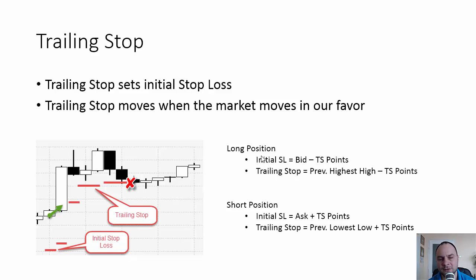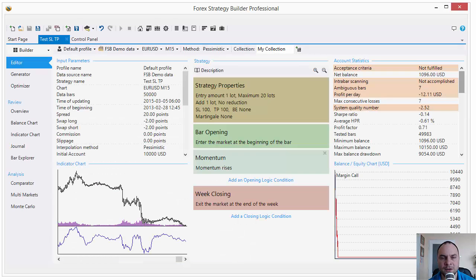So what is the stop loss for a long position? We have first an initial stop loss equal to the bid minus the trailing stop points, and for every next bar the trailing stop will be equal to the previous highest high minus the trailing stop points. If it was a short position, the initial stop loss is equal to the ask plus the trailing stop points, and every next trailing stop is equal to the previous lowest low plus the trailing stop points. Let's see how that works in Forex Strategy Builder and in MetaTrader.